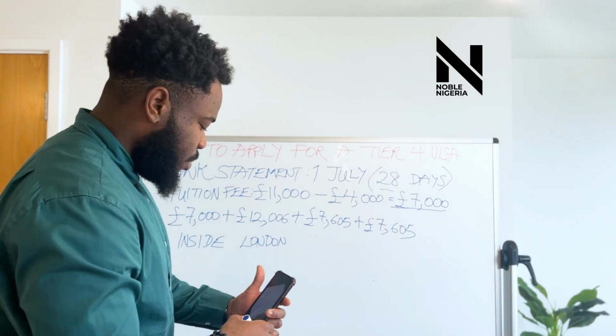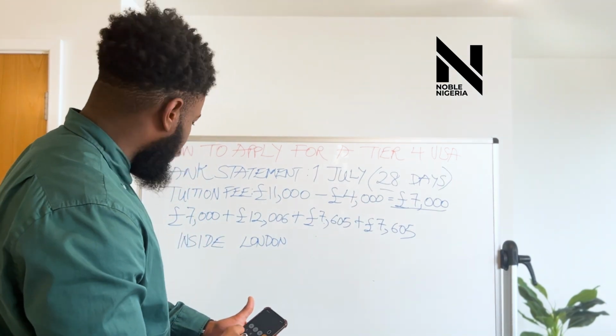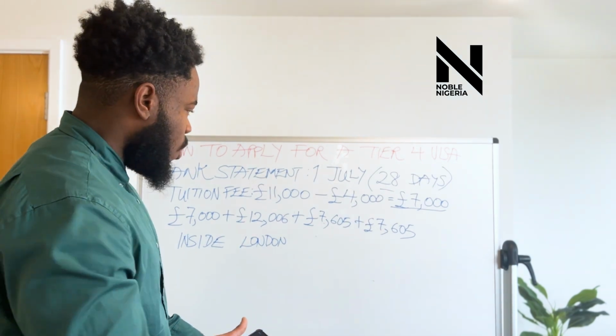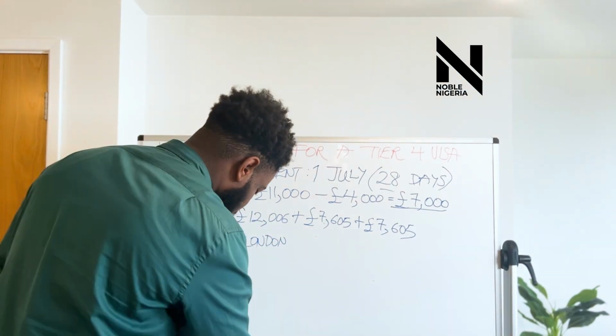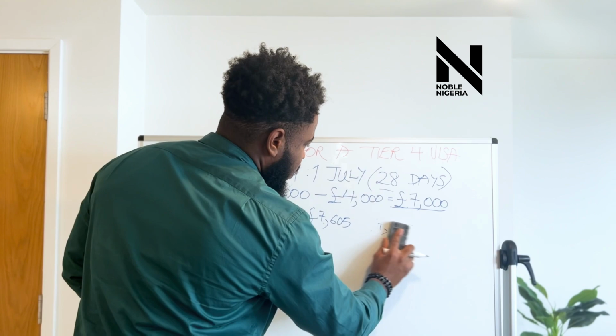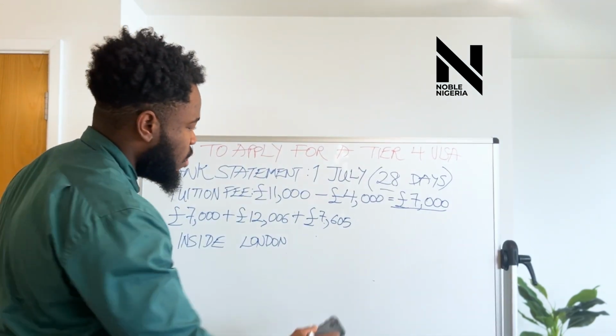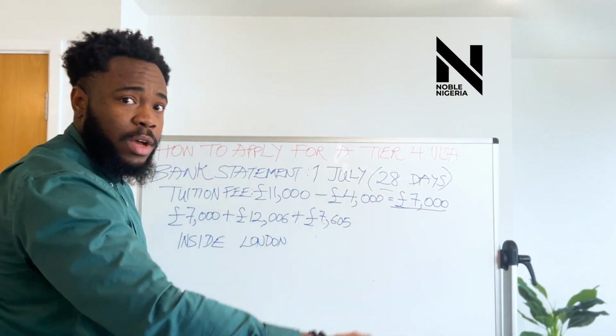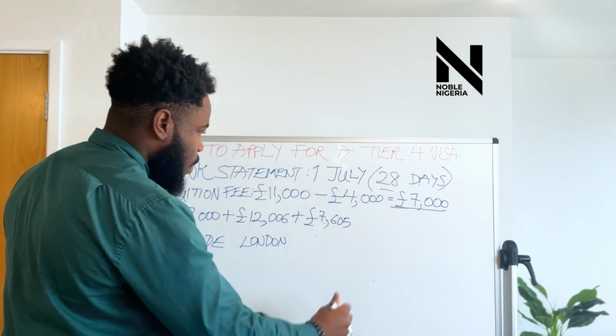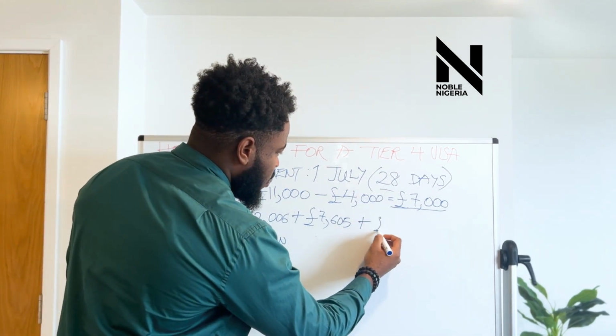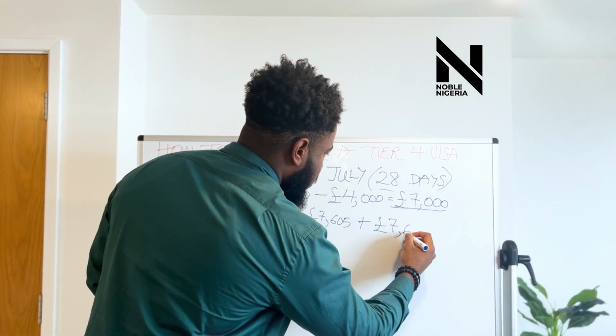Then you add it all up. If you have just a wife, then obviously this is gone. If it's just yourself and your wife, you don't need to add that of any child. But let's say you have a child, 7,605.